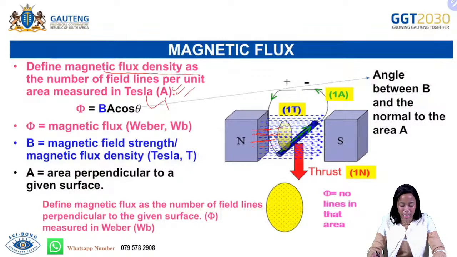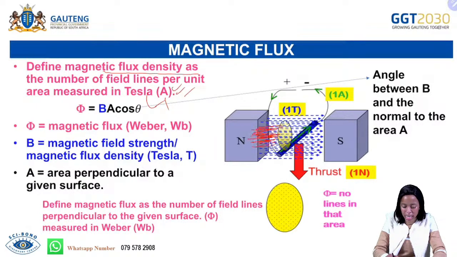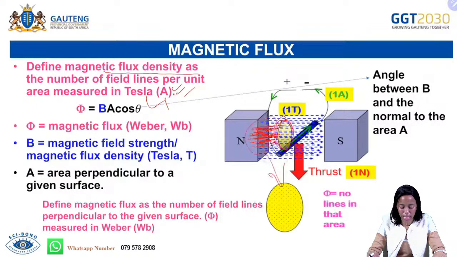So with the magnetic flux density, we are saying that it will be the number of the magnetic field lines that are going into that coil. If the circle here represents the coil, the density is the number of the magnetic field lines that are going into the coil.